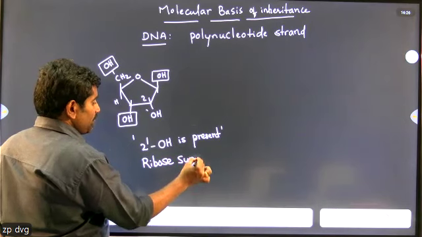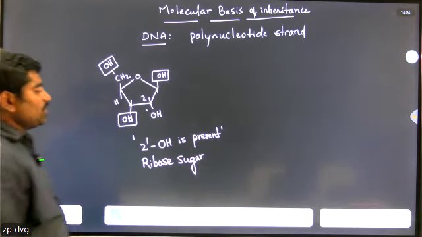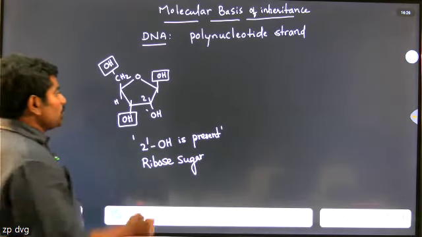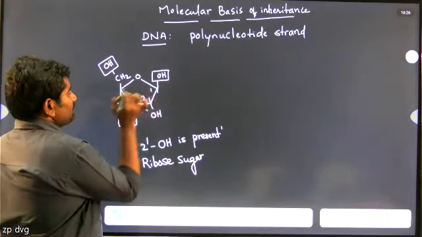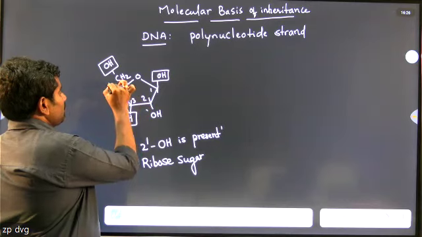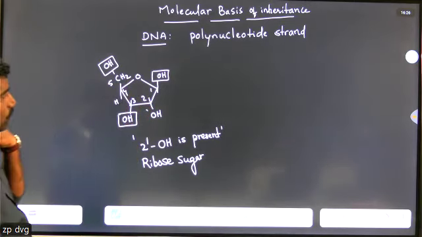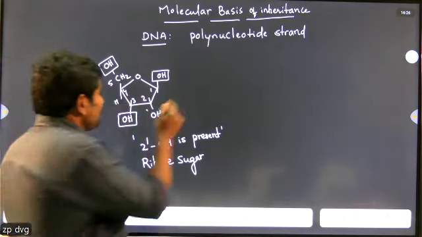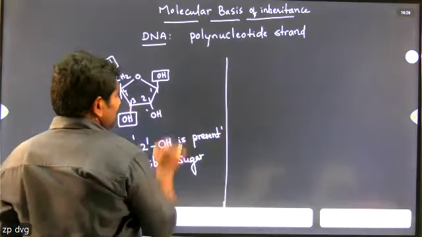If the 2' OH group is present, then this is called ribose sugar. 2' OH group is present. This is first carbon, second carbon, this is third carbon, right? This is third carbon, this is fourth carbon, this is fifth carbon. So 2' OH group. This is found in RNA. Next, in DNA, what will be there?